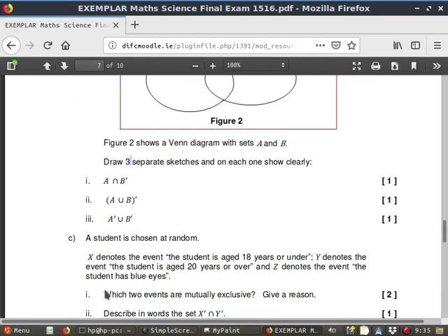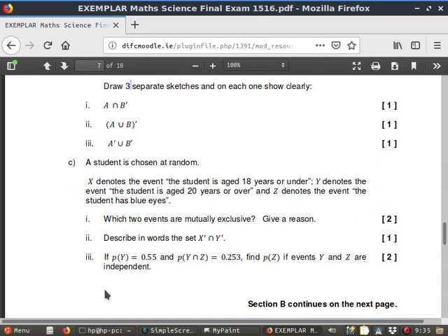So the C part. A student is chosen at random. X denotes the event that the student is aged 18 years or under. Y denotes the event that the student is aged 20 years or over. And Z the event that the student has blue eyes. Which 2 events are mutually exclusive? Give a reason.